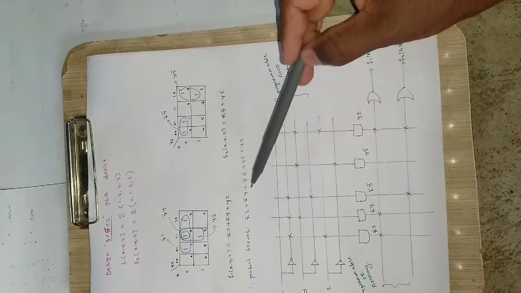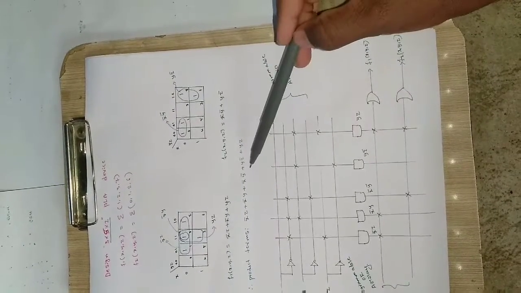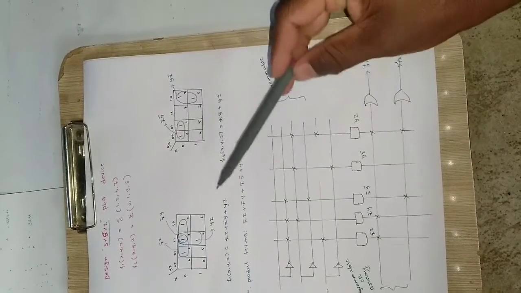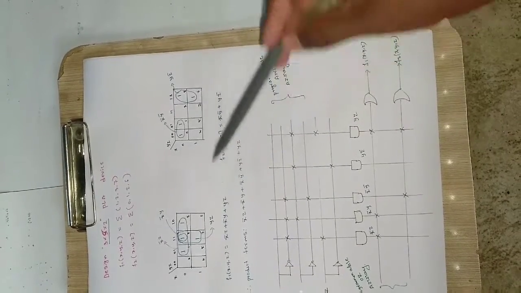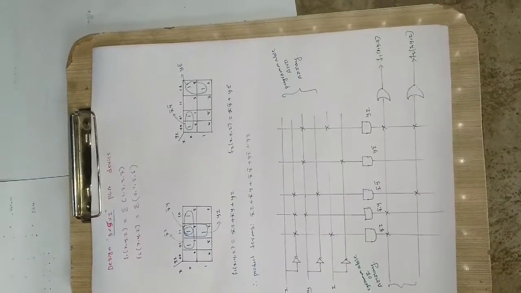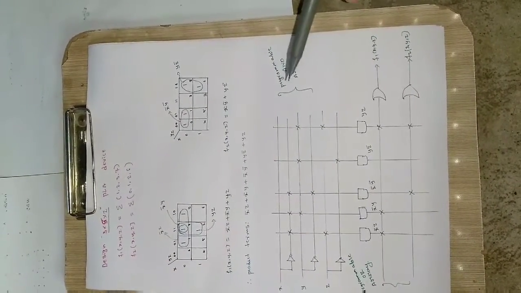And x bar y bar is not repeated, so I will be writing it, and y into z bar is also not repeating, so I will be writing it. So if this is y into z bar and I have another term y into z bar, then I will be writing it only once. The thing is that we have to write the unique terms here, the unique product terms.